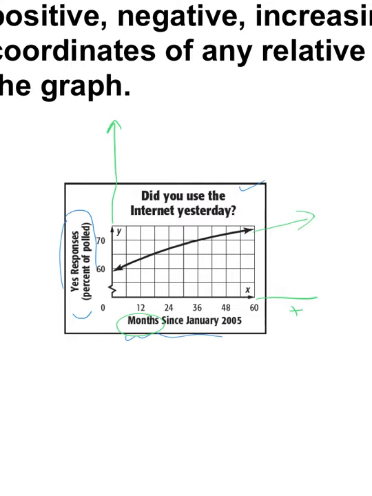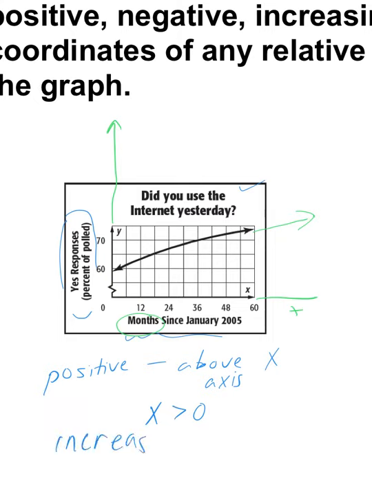So where is it positive? Or, more simple than that, positive above the x-axis. You could also say where x is greater than 0. About 60. Increasing? Yes. Make sure you, because increasing, which direction do we read? Left to right. Yeah, increasing, you read the graph left to right.